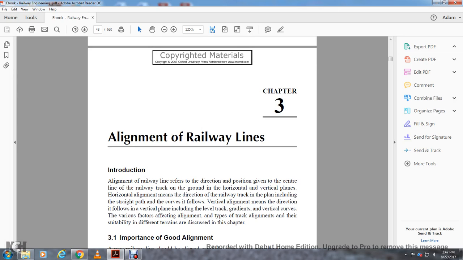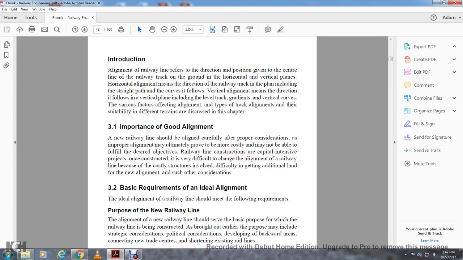Horizontal alignment means the direction of the railway track in the plane, including the straight path and the curves that follow. Vertical alignment means the direction of the track in the vertical plane, including the level of the track, gradients and vertical curves. The various factors affecting alignment of the track and the suitability of alignments to different terrains are discussed in this chapter.